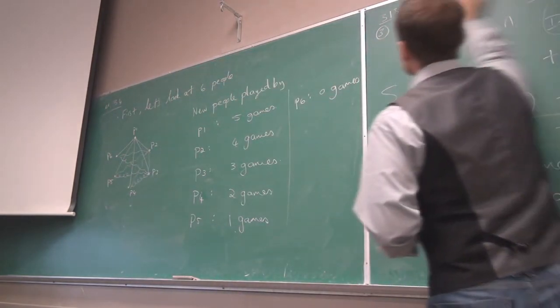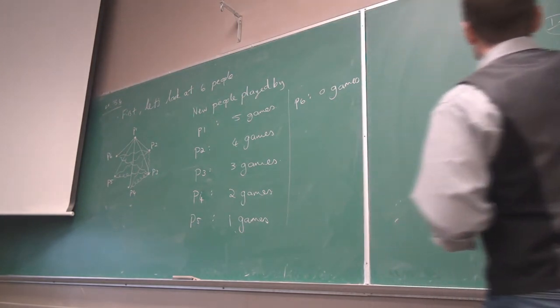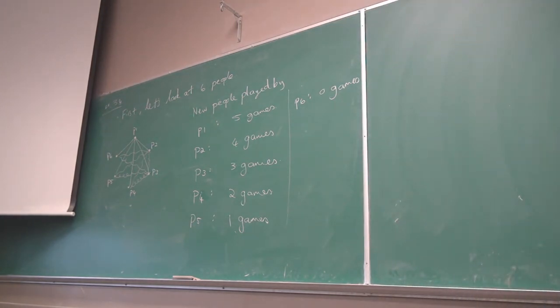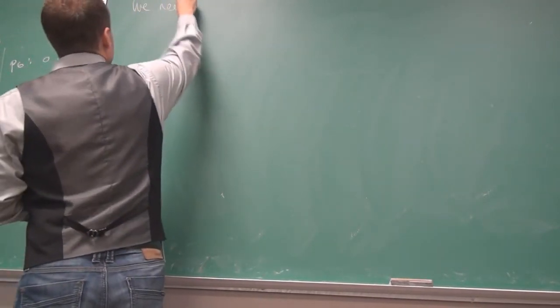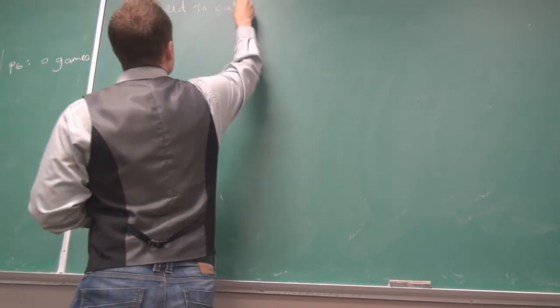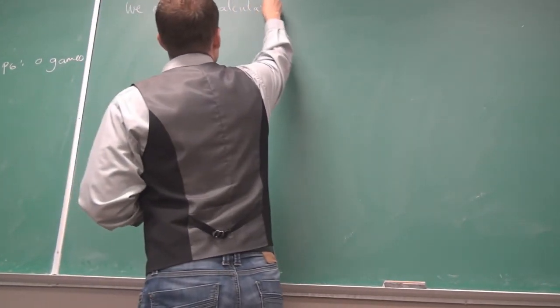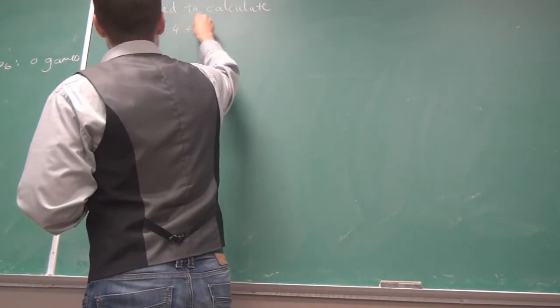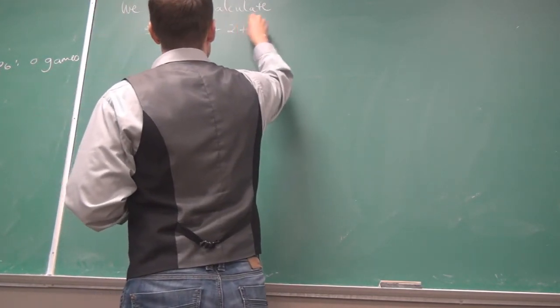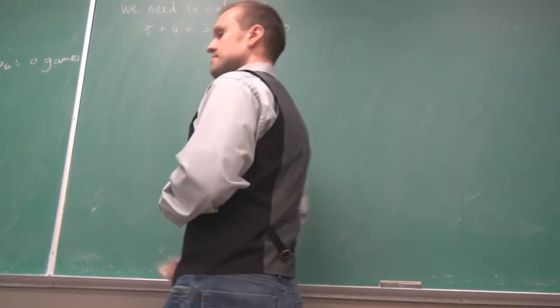So now I'm trying to count all the games. So all I have to do is add them up. Add them up. So we need to calculate 5 plus 4 plus 3 plus 2 plus 1 plus 0.